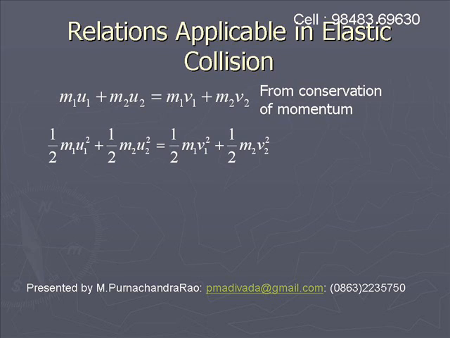Such a relation is written as half m1 u1 square plus half m2 u2 square is equal to half m1 v1 square plus half m2 v2 square. These two relations can be applied during elastic collisions.